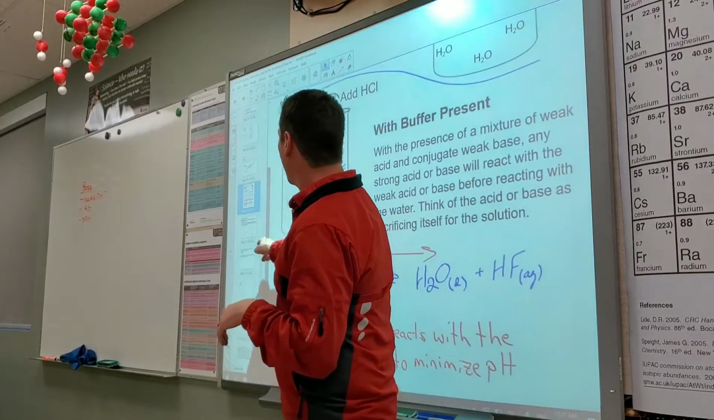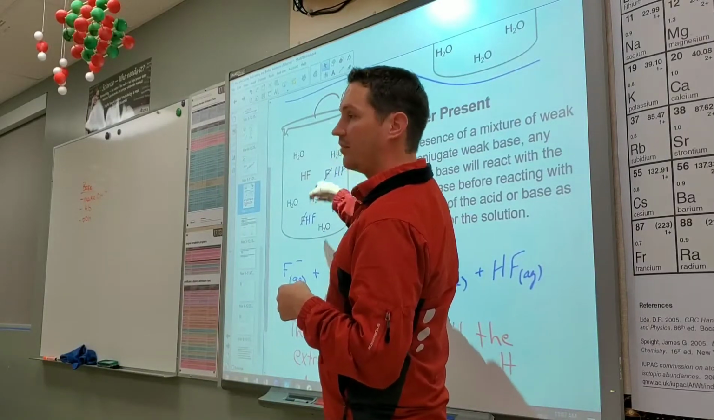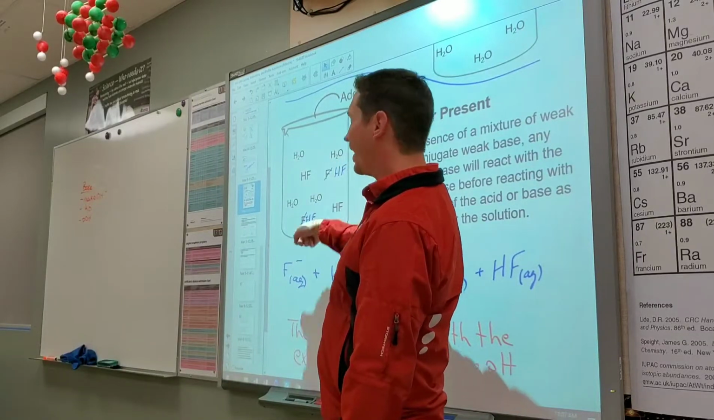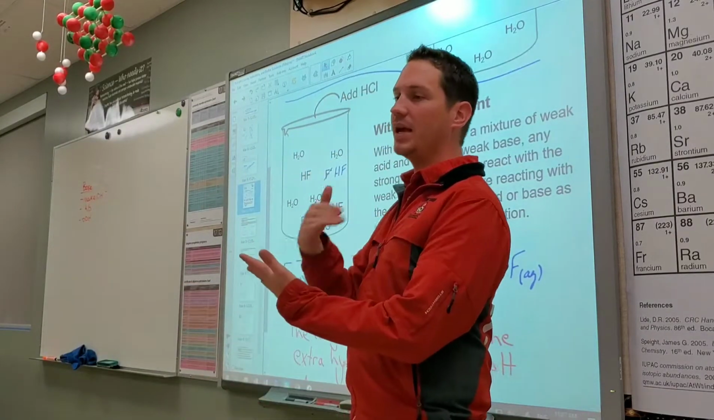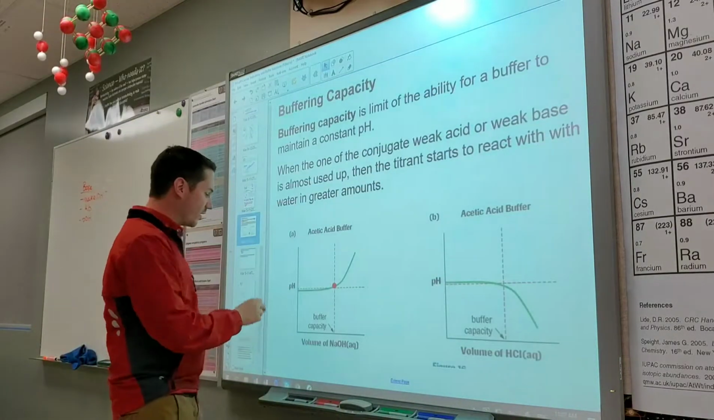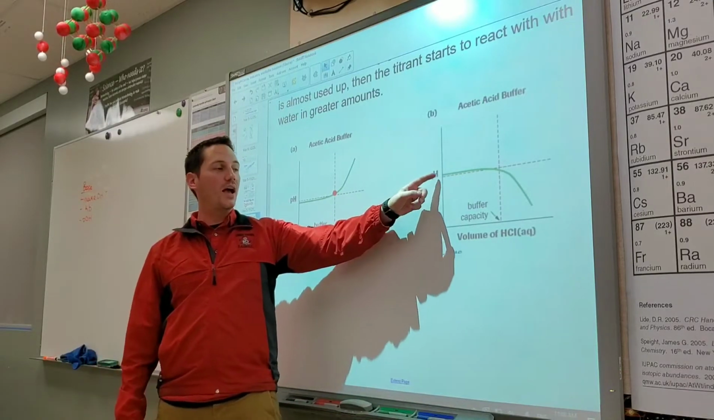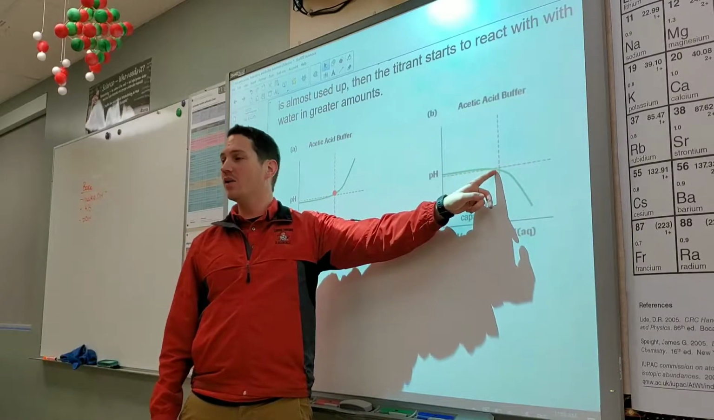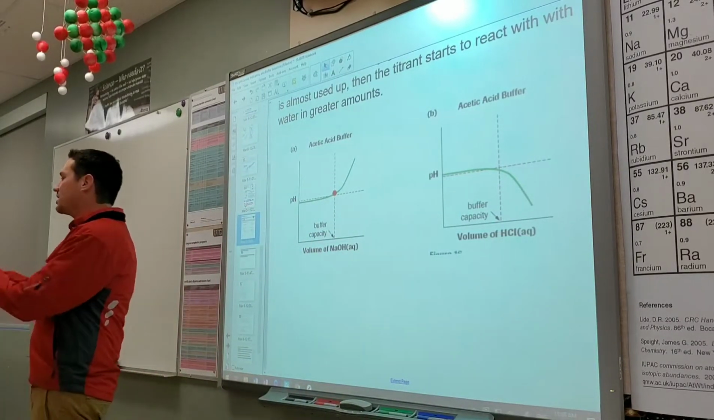At some point, do you think I can keep adding HCl forever and I would still be able to buffer this thing? No. What happened already? I ran out of the conjugate base, right? So at the moment I add HCl, my pH is going to start changing really dramatically. That's what we call buffering capacity. It just means that at some point I'm going to run out of my conjugate base, and then all of a sudden the pH is going to change really dramatically. That's all buffering capacity is.